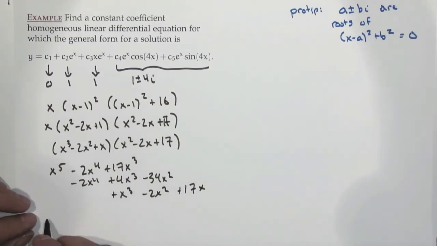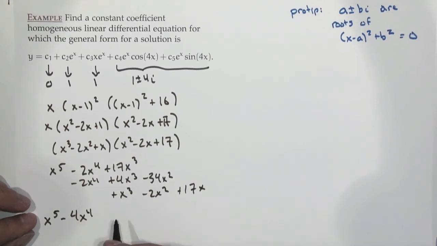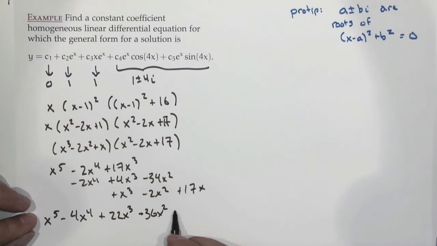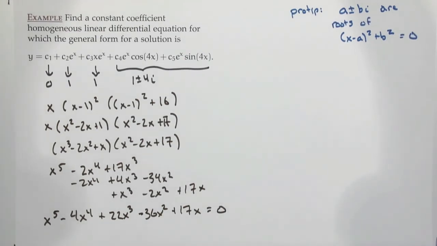So it's x to the fifth. How many x to the fourths do we have? Minus 4x to the fourth. How about x cubed? What do we have? 17 plus 4 plus 1 gives us 22. How many x squareds? Minus 36. How many x's? 17. All right, so that is our auxiliary or characteristic polynomial. So we're almost done. What's the last thing to do?